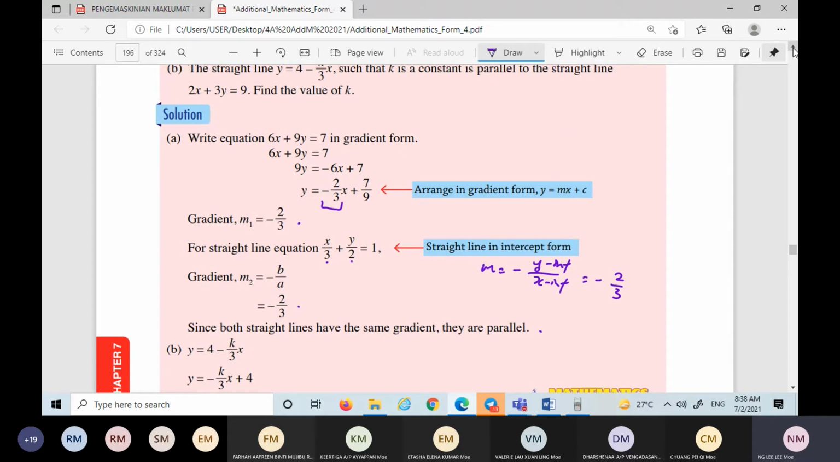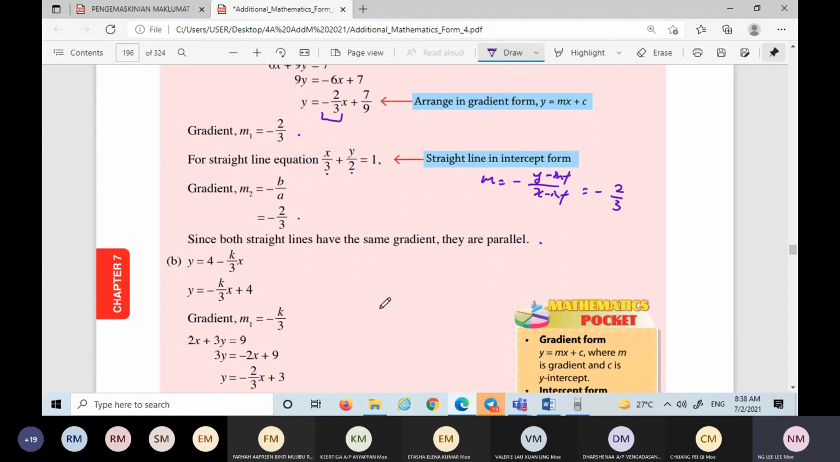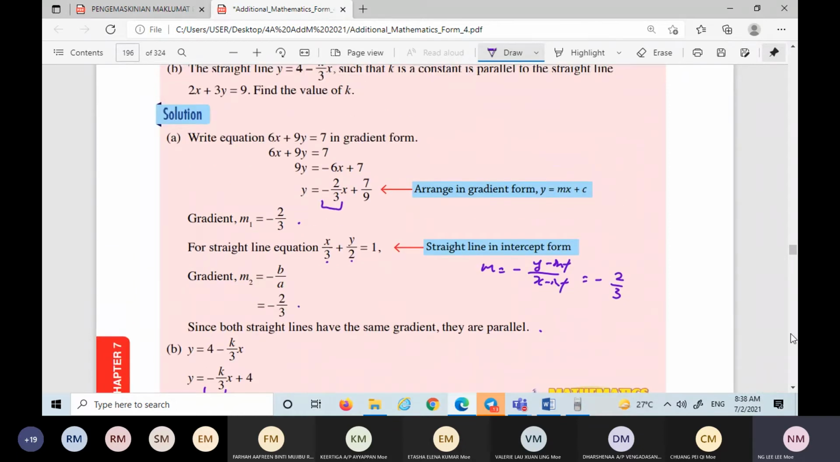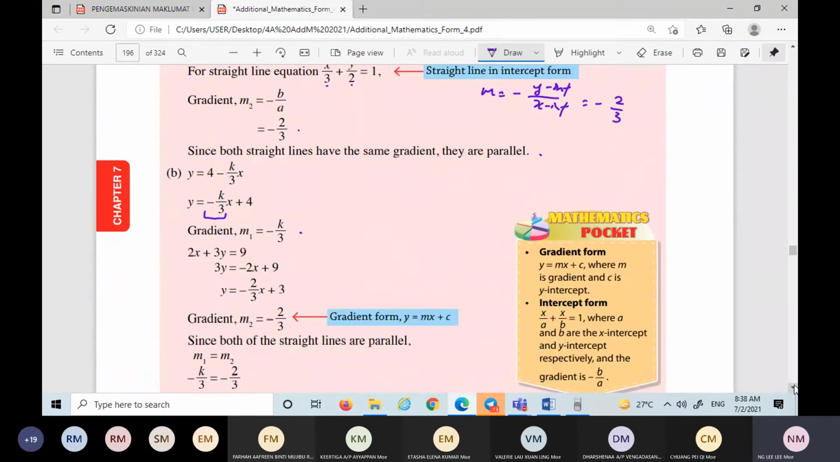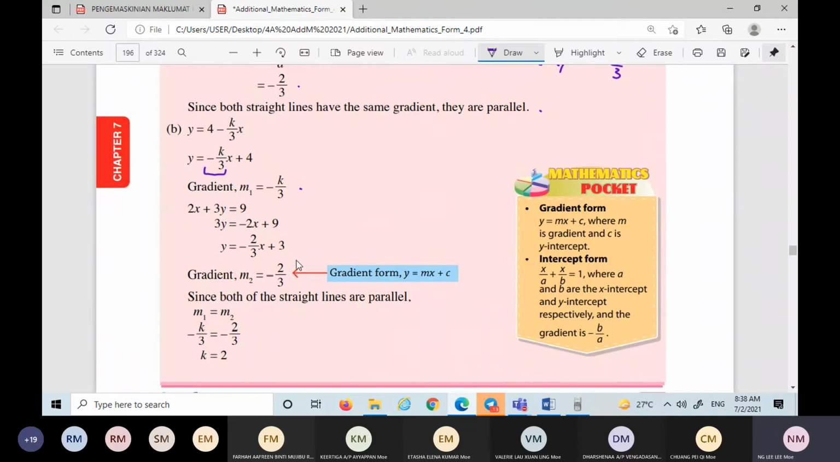For the first equation, you just need to rearrange it, y equals mx plus c. Therefore the m here, the gradient, is negative 3/k. This is the gradient of the first equation. For the second equation, 2x plus 3y equals 9, you just rearrange it in gradient form, y equals mx plus c. So 2x moves to the right hand side, negative 2x. Divide by 3 every term. So this is the gradient for the second equation.